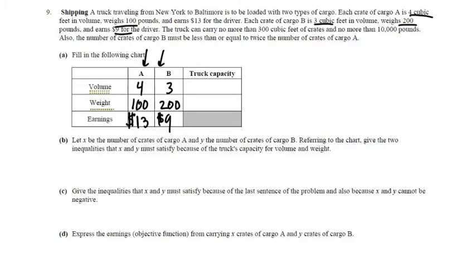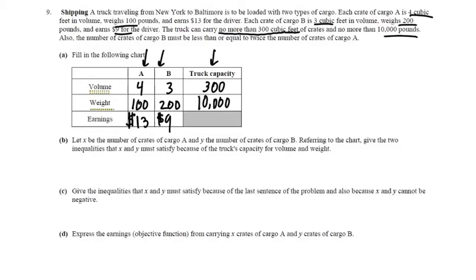But this is a real-world problem, right? We can't just ship unlimited cargo. So we are limited by our space and capacity. It says the truck can carry no more than 300 cubic feet of crates. So for the capacity here, that's volume, right? 300 cubic feet fills up the truck with volume. So I'm going to put 300, that's our capacity. And then our weight max is 10,000 pounds. So 10,000 pounds.